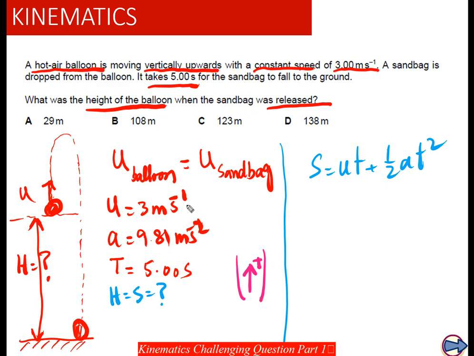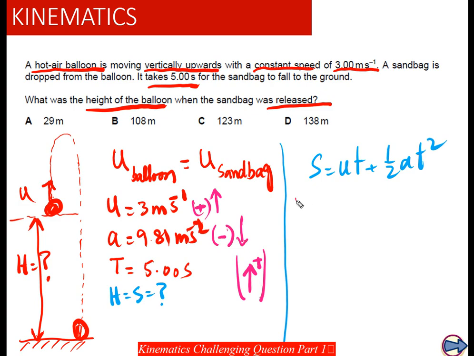If upward is positive, it means initial velocity will be positive. And as acceleration is always down, acceleration will be negative. Otherwise, if you are not very confident about that, we can also draw these arrows. Now, time is scalar, so we don't need to worry about the direction of time. Now we just need to plug in these values.